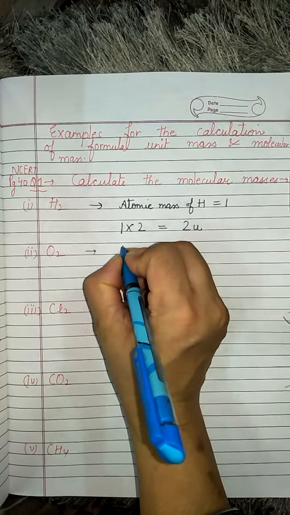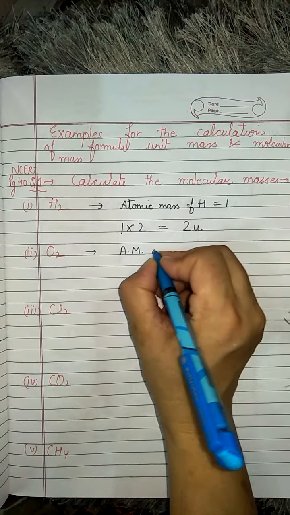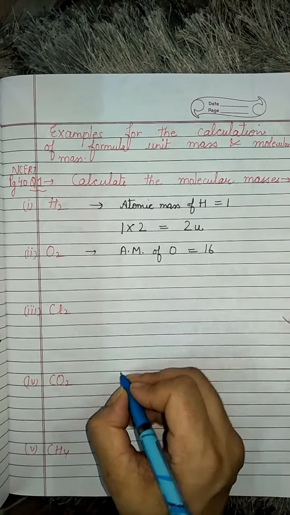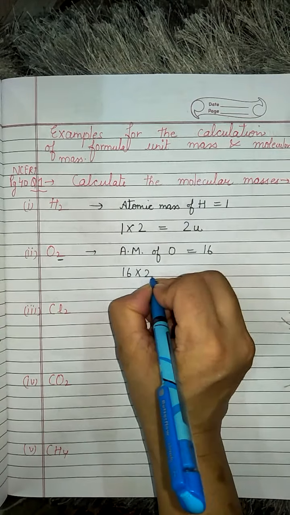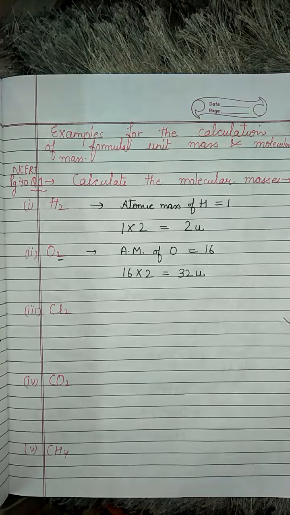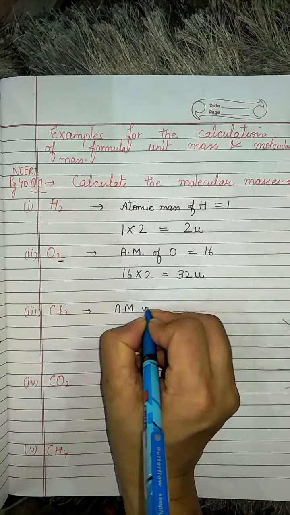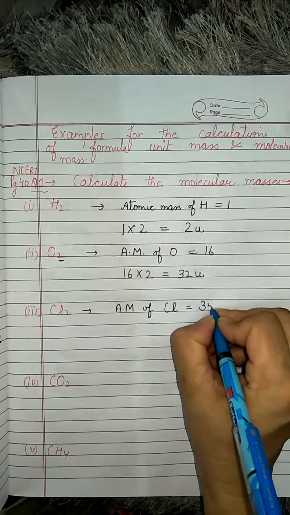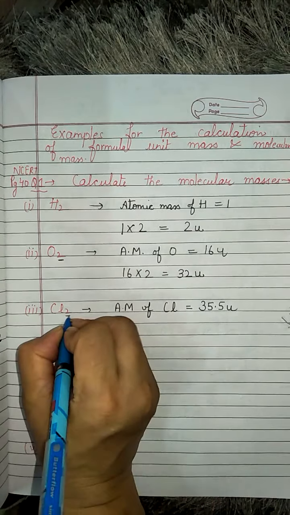Okay. Now oxygen. Atomic mass of oxygen is 16. So 16 multiplied by how many oxygen? 2. So it will be 32U. Simple. Chlorine. Atomic mass of chlorine is equal to 35.5U. So how many chlorine?